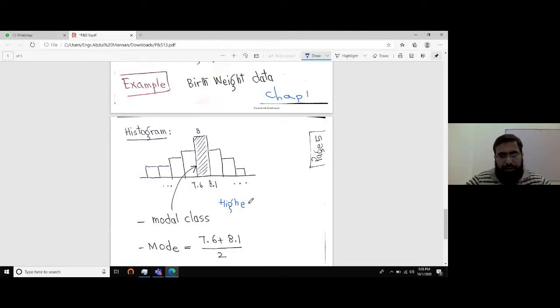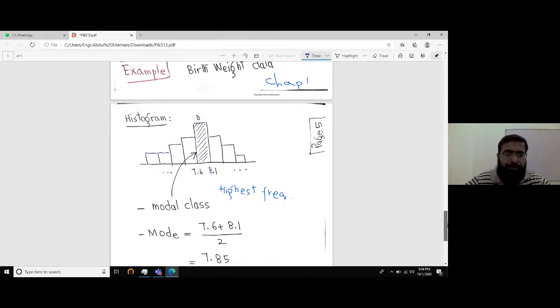This is not the highest number. In fact, the highest number would be something here. That is not the mode. The mode is the most frequently occurring value or most frequently occurring class or bin. So this actually has the highest frequency. This is the most frequently found class in the data set. It's not the highest number. It's not the maximum number. It is the most frequently occurring number or range of numbers.